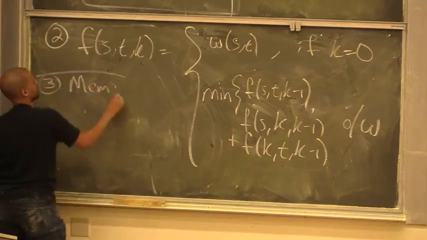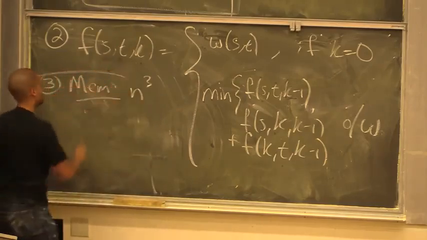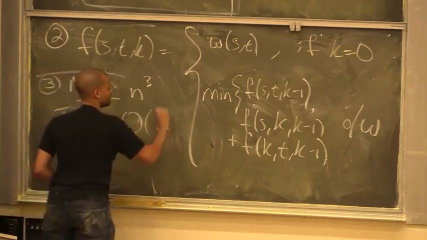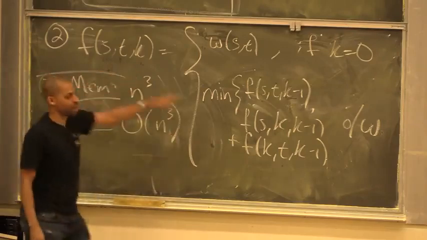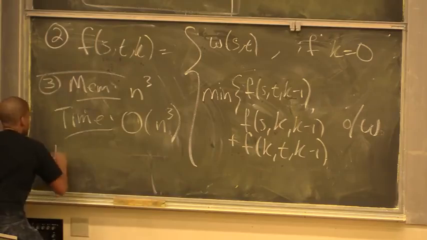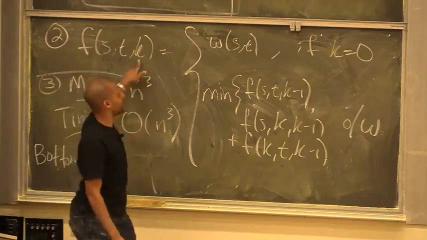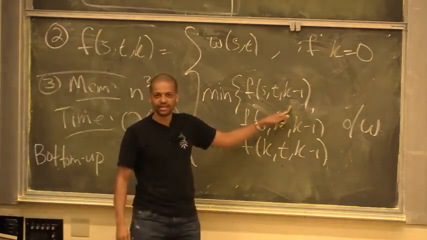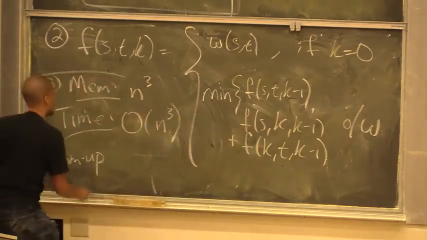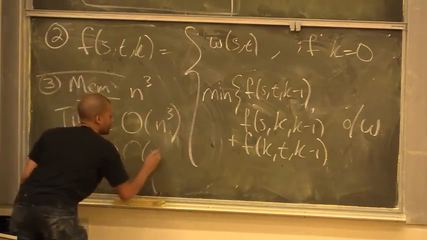N cubed. N possibilities for S, N for T, N for K. What's the time? Also O of N cubed. Because for each input, I do constant work. And if I do bottom up, notice that the answers for K only depend on K minus 1. So again, I only need to keep track of the previous and the current K. So I can cut down the memory by a factor of N and get O of N squared memory.